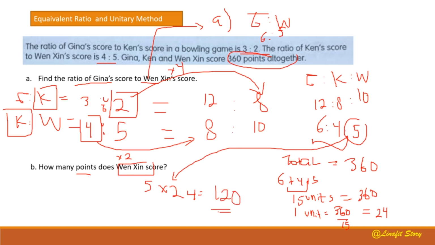Or another way, what is the ratio of Wensen's score to their total score in its simplest form? So Wensen to the total equals to 5 to 15, simplify 1 to 3. So Wensen's score is 1/3 of their total score. So 1 out of 3 times the total, 360 points. So this equals to 120 points.